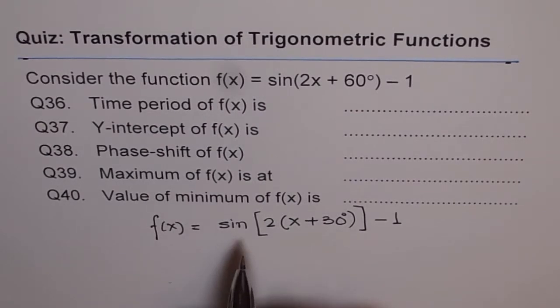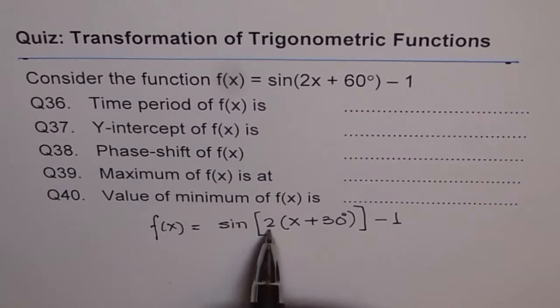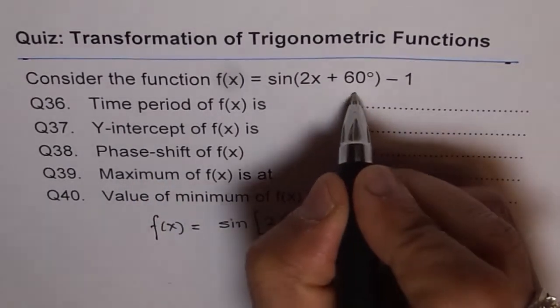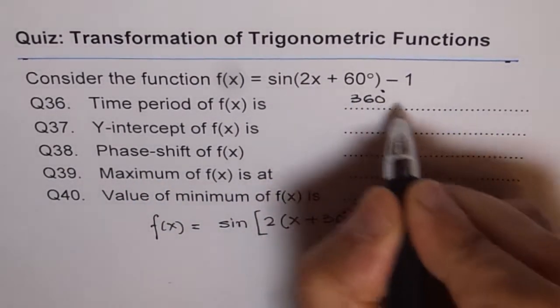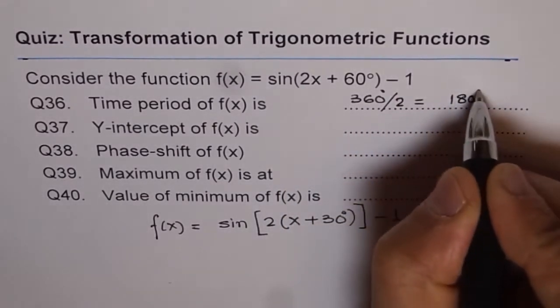Now, let's answer the question. Time period of f of x. This means that there are 2 sine waves in 0 to 360 degrees. The time period is 360 divided by this number, which is 2 here. So the time period will be 360 degrees divided by 2, which equals 180 degrees.